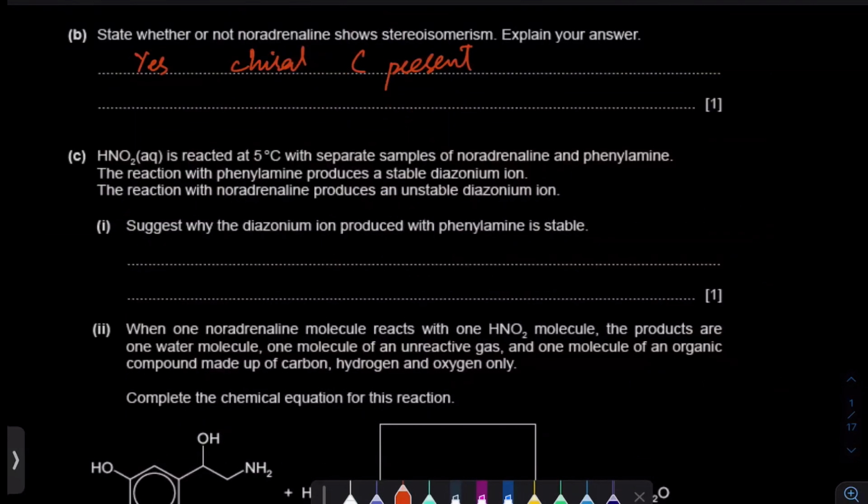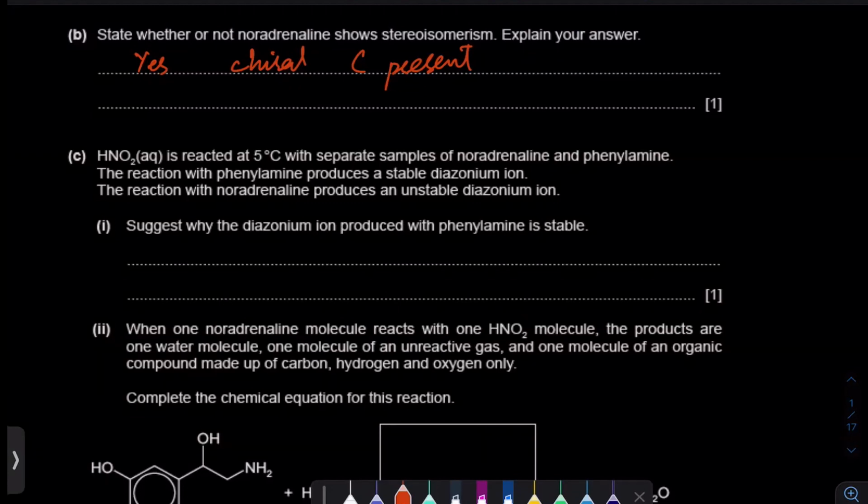Nitrous acid reacts with this at 5 degrees Celsius. ठीक है, with separate samples of noradrenaline and phenylamine. The reaction with phenylamine produces a stable diazonium ion. Coupling reaction हो रहा है. ठीक है. Suggest why the diazonium ion produced with phenylamine is stable.